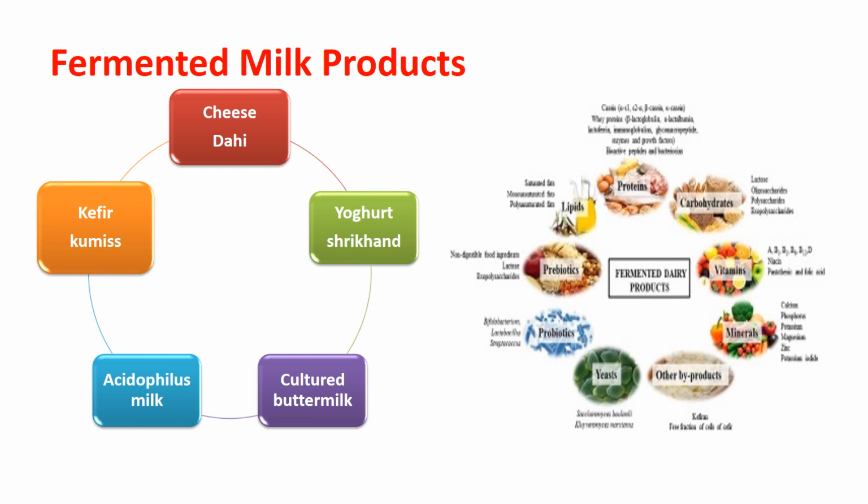Here is about the fermented milk products. As I mentioned at the beginning, in the Indian subcontinent, dahi is a very common fermented milk product. It is mostly made at home, but nowadays it is also available commercially. And in Western countries, cheese is the most popular fermented product. Then other important fermented products are yogurt, and Srikhand, which is getting very important in the Indian market. Then cultured buttermilk, Acidophilus milk, Kefir and Kumis. These are also important fermented milk products which I am going to discuss today.